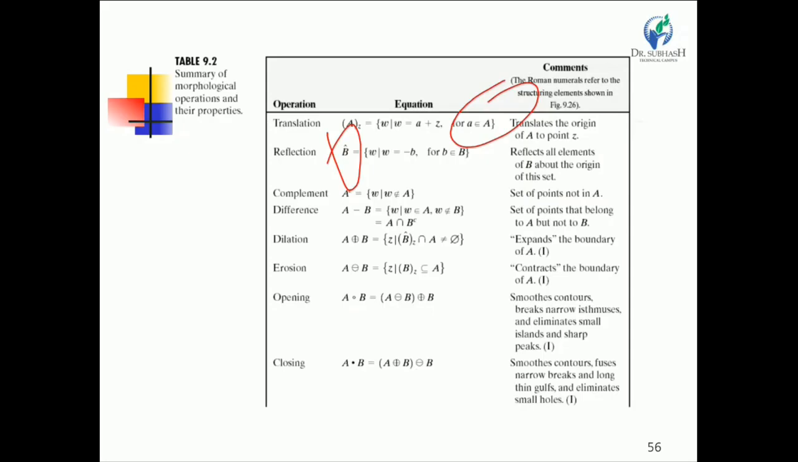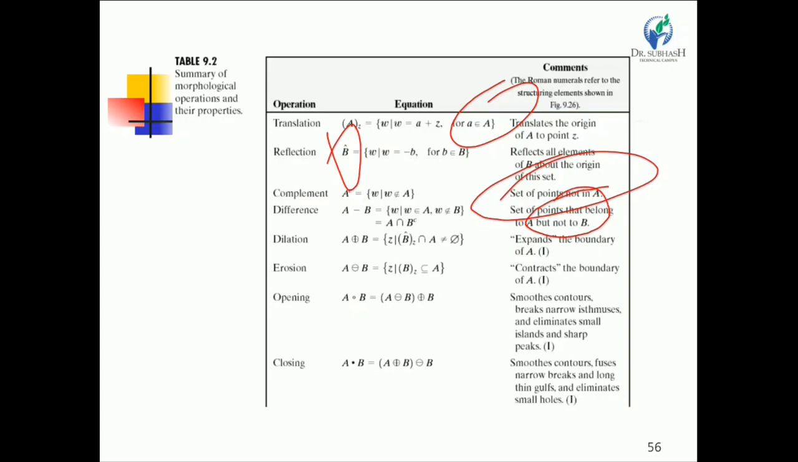Third one is the complement, where W does not belong to A. This is the set of points not in A. This is how it works as a complement. Now the difference, A difference B, where W belongs to A, so that W does not belong to B. The set of points that belong to A but do not belong to B. This is the operation of difference.